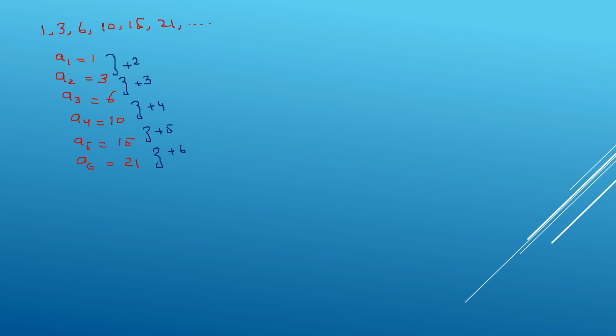So from here I can see that a1 is 1, and a2 is a1 plus 2, a3 is a2 plus 3, and a4 is a3 plus 4, a5 is a4 plus 5, and a6 is a5 plus 6. So just from here we can see what a_n would be. So a_n will be equal to a_(n-1) plus n, right?